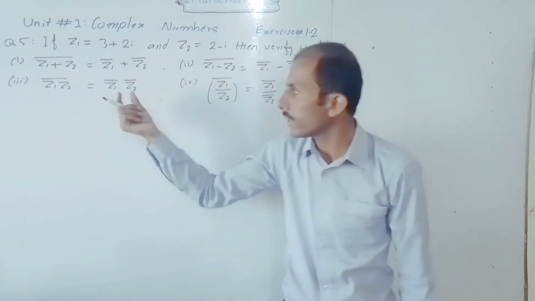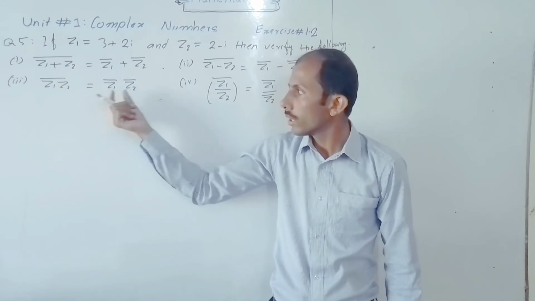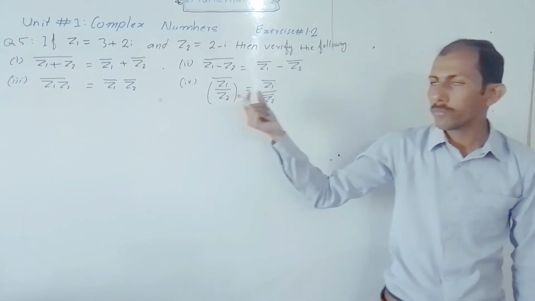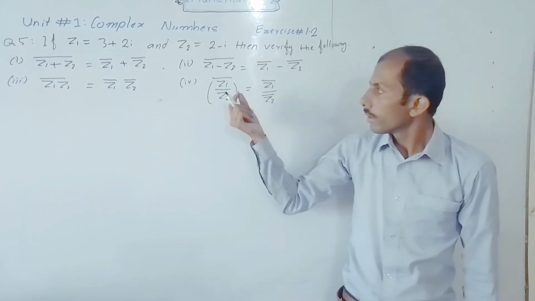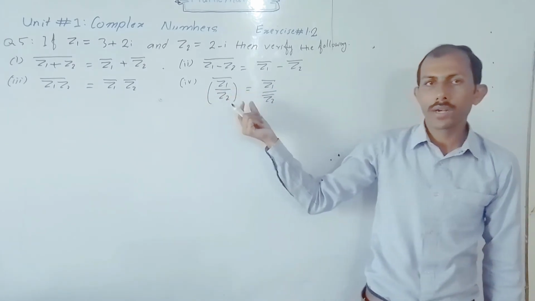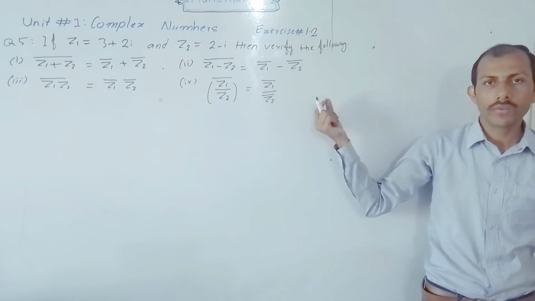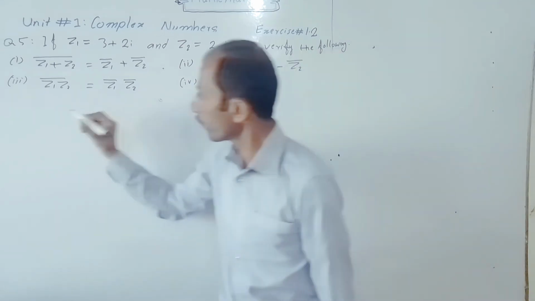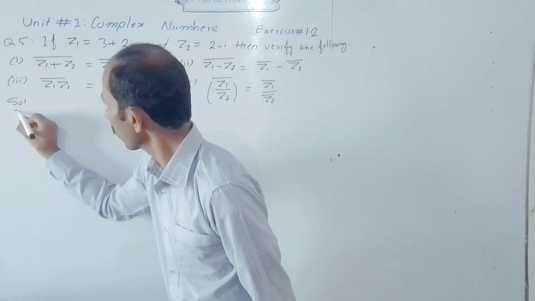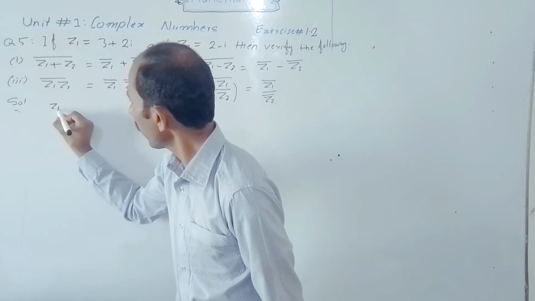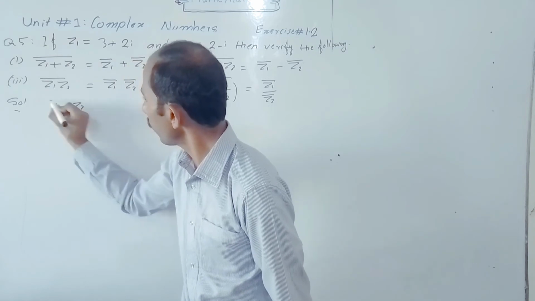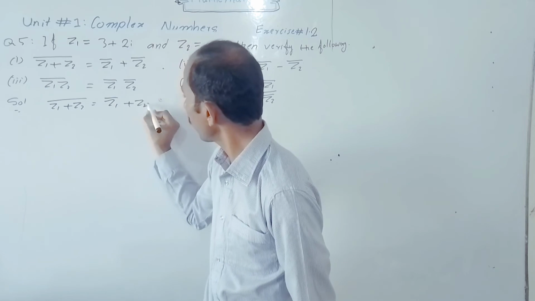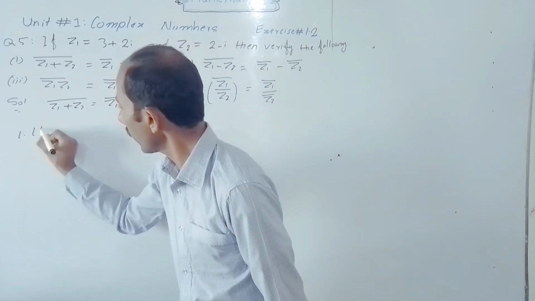Third part: mod of Z1 Z2 is equal to mod of Z1 dot mod of Z2. Fourth part: mod of Z1 divided by Z2 is equal to mod of Z1 divided by mod of Z2. So let's start part number 1. Z1 plus Z2 conjugate is equal to Z1 conjugate plus Z2 conjugate, taking left hand side.